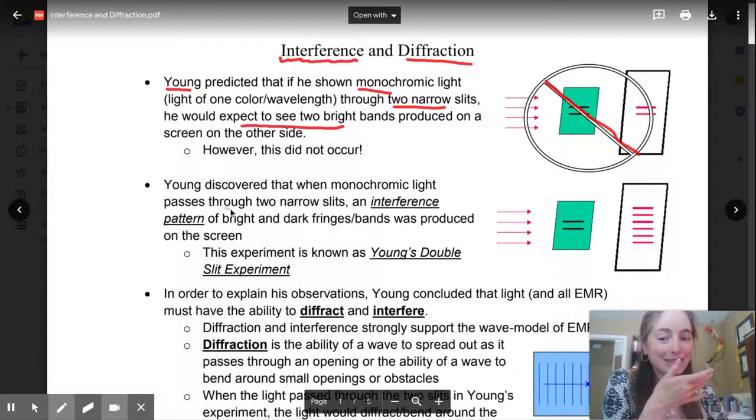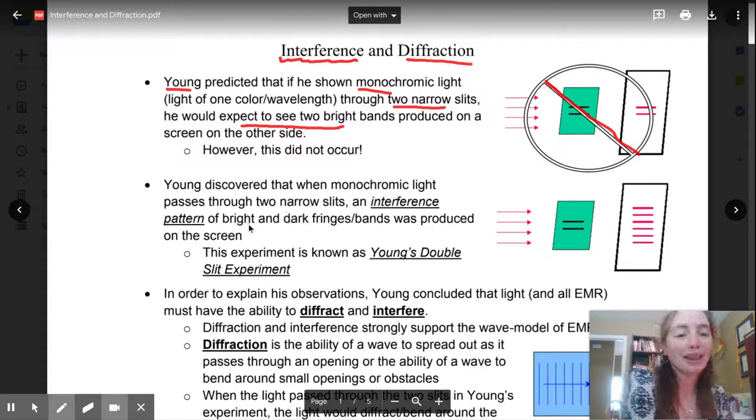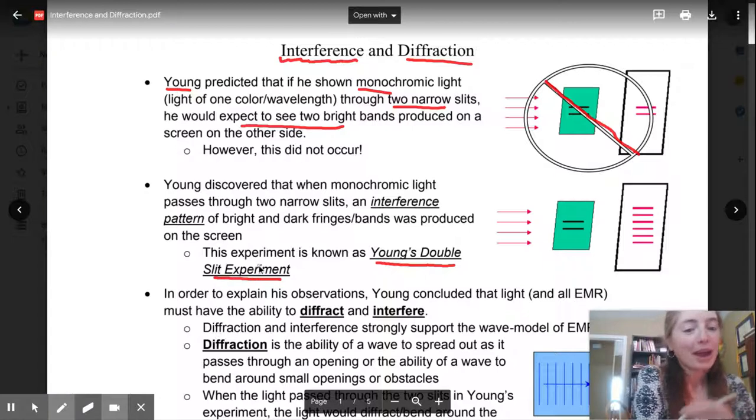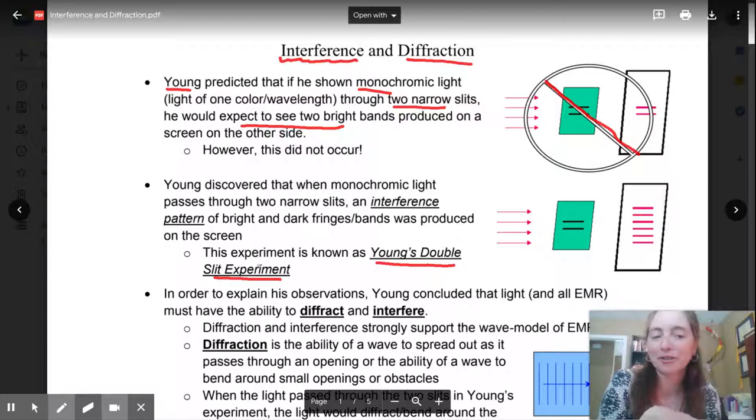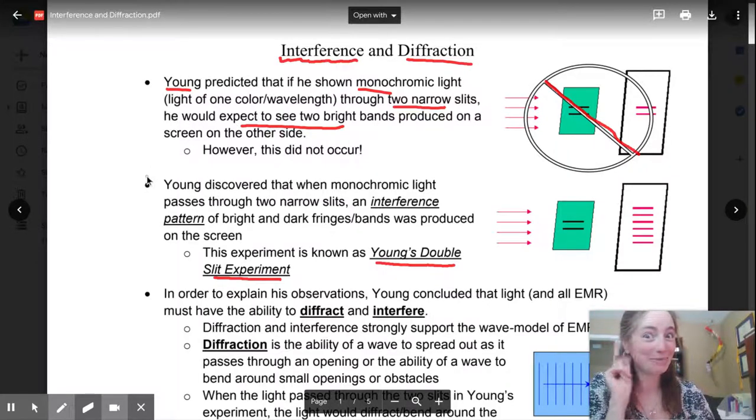What he did see is that when you shine monochromatic light through these 2 slits, you wind up with many, many bright bands of light. So he had to come up with a reason for this. It has become what is known as Young's double-slit experiment. And this is huge evidence for the light as a wave theory. Remember, we're doing light is a wave for chapter 1, light is a particle for chapter 2, because light can be both.